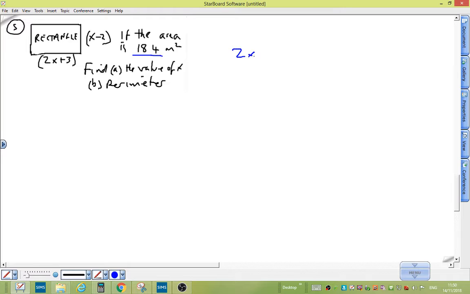So instead of writing 2x plus 3 times x minus 2, we just put the brackets together, and that means times. That's what we're after. That means that times that is equal to 184. That's your start point. That's where the equation comes from. Expand this out very quickly. It gives you 2x squared minus 4x plus 3x minus 6 is equal to 184.